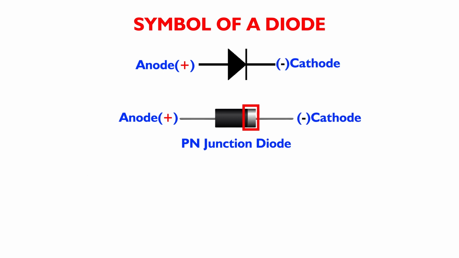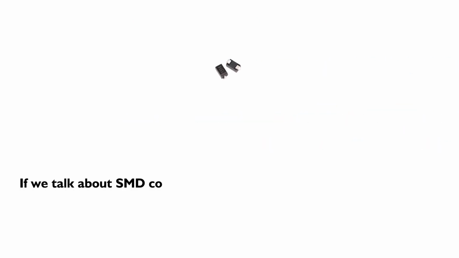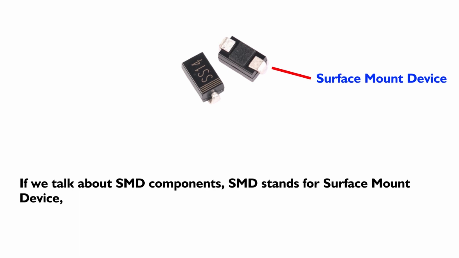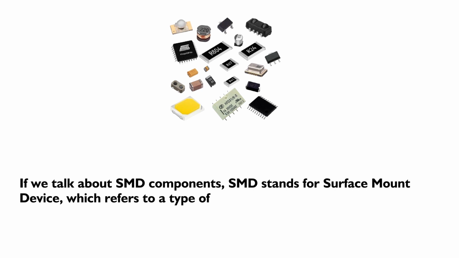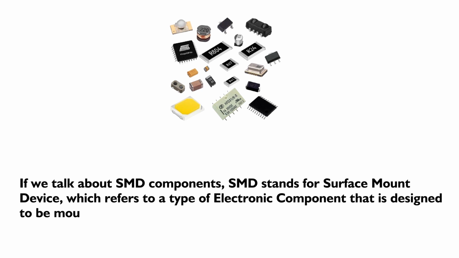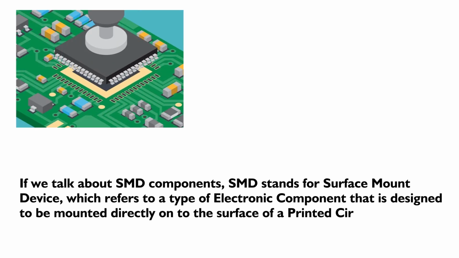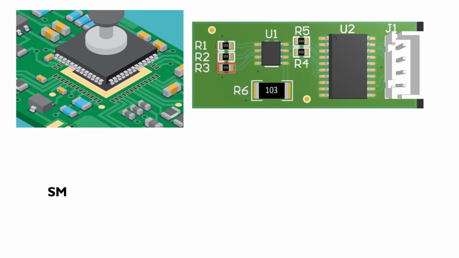The arrowhead points to the anode, and the line or the silver strip at the end of the symbol refers to the cathode. If we talk about SMD components, SMD stands for Surface Mount Device, which refers to a type of electronic component that is designed to be mounted directly onto the surface of a printed circuit board, which is also known as PCB.